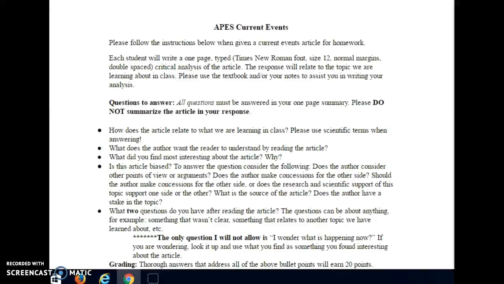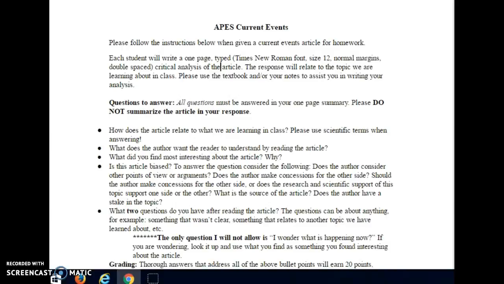So each student writes a one-page typed, and you can see on there the requirements, Times New Roman, etc., critical analysis of an article. The response will relate to the topic that we are learning about in class, and if you can use your textbook and or notes to assist you in writing your analysis, that would be helpful.